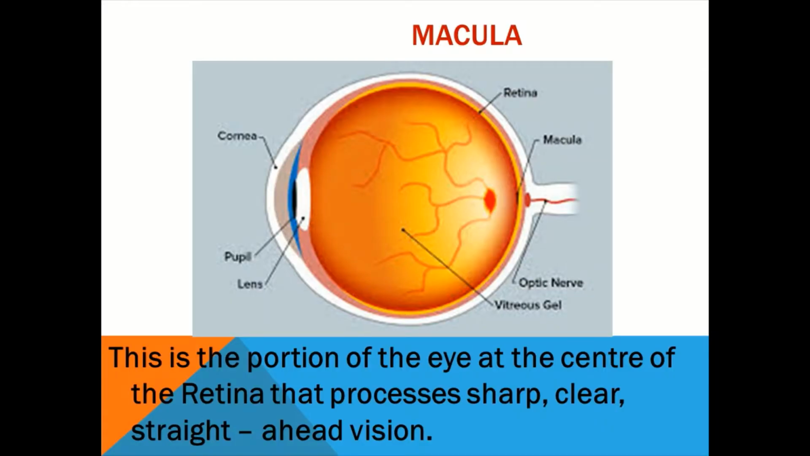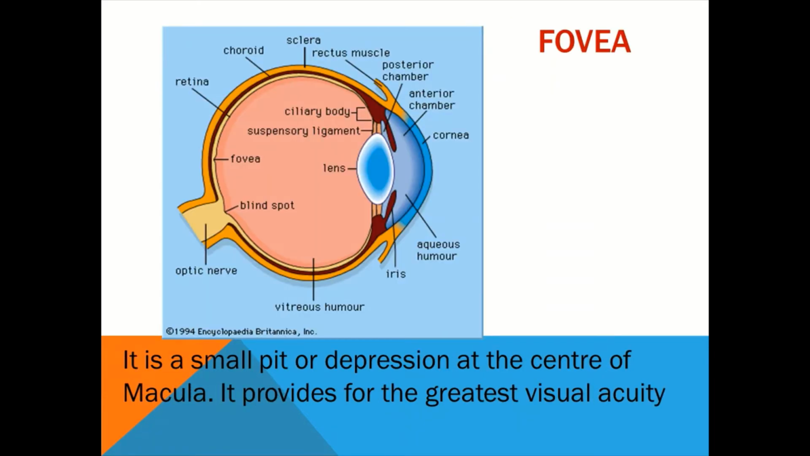Macula. This is the portion of the eye at the center of the retina that processes sharp, clear, straight ahead vision. Fovea. It is a small pit or depression at the center of macula. It provides for greater visual acuity.